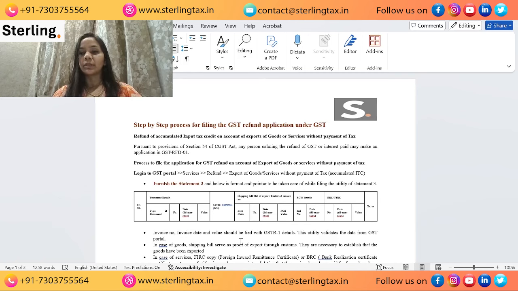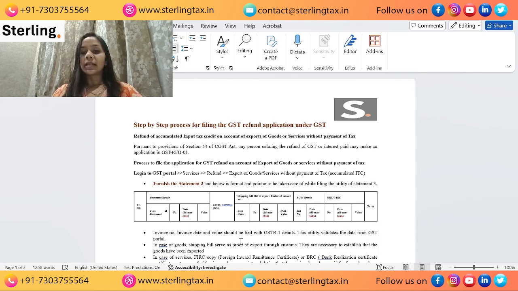That is the Statement 3 that we have to furnish on the GST portal. That is the Excel utility, and here we have to furnish the details of the FIRC copy and shipping bills. The FIRC copy is basically required for the export of services. Whatever payments we have received in case of export of services during the relevant tax period need to be captured here. In case of exports of goods, whatever goods we have exported outside India during the relevant tax period need to be captured here.